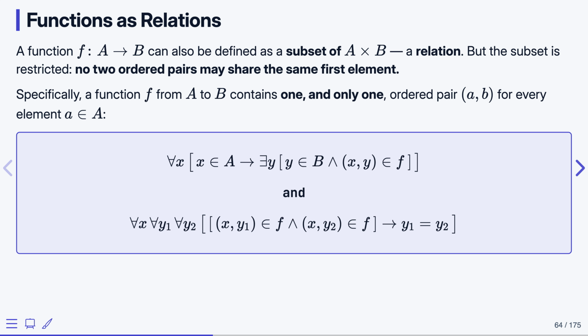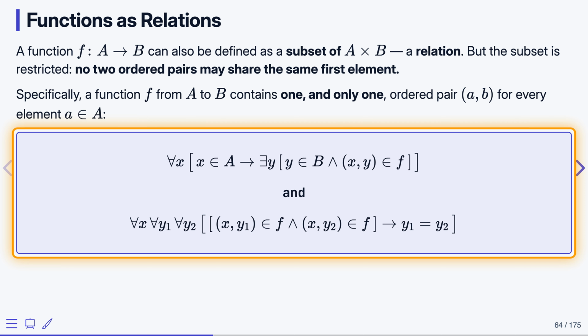Now a second way to look at a function. Remember that a relation from A to B is a set of ordered pairs, where the first part comes from A and the second part comes from B. A function is a special relation. It is a subset of A cross B with one restriction. No two pairs may share the same first element. In plain words, a function from A to B holds one and only one ordered pair for every element in A. The two formulas on the slide say this exactly. We read them one at a time on the next slide.